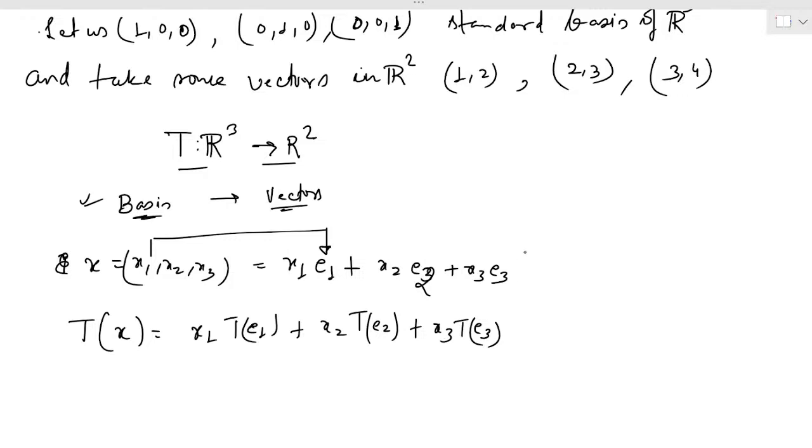Is that clear? And what is e1? e1 is (1, 0, 0), e2 is (0, 1, 0), and e3 is (0, 0, 1). So if I want to write any vector x in R cube, I can write it this way.